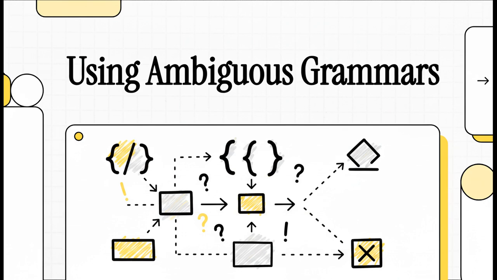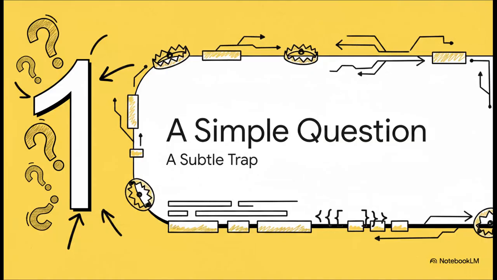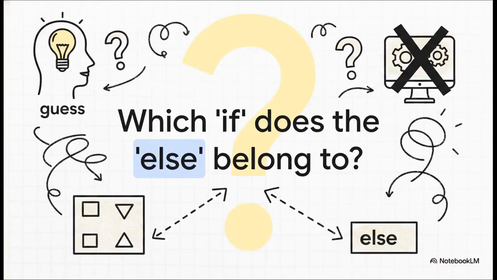So let's start by taking a closer look at one of these puzzles. We're not going to start with an answer. Instead, we'll start with a question centered on a line of code that looks really simple on the surface, but actually hides a tricky little trap for a computer. So take a look at this.